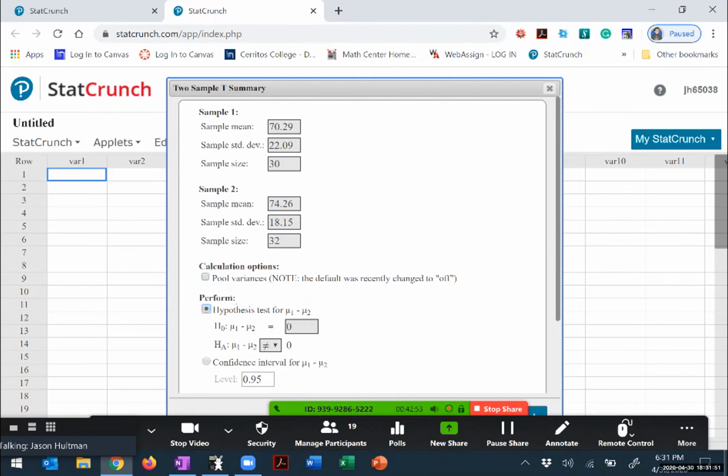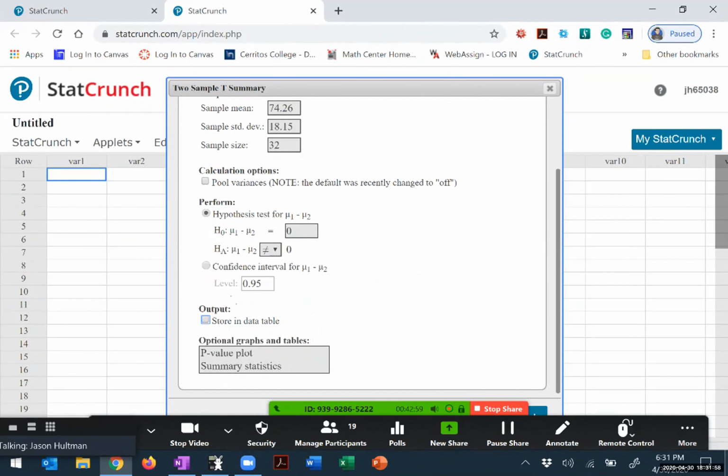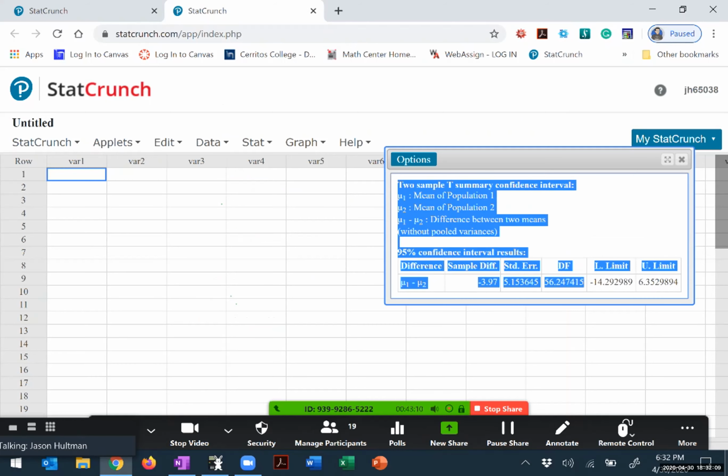Do we want a hypothesis test or a confidence interval? We want a confidence interval. Okay, so I'm going to click on confidence interval here. And what do we want? We want a 95% confidence interval. Yes. And then I'm going to hit compute, and it's going to tell me what my lower and upper limit are.